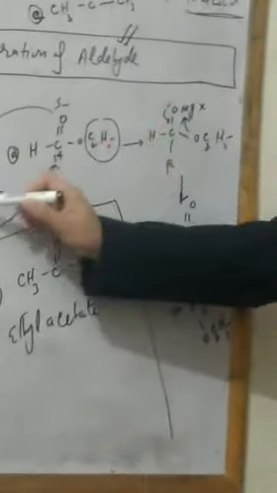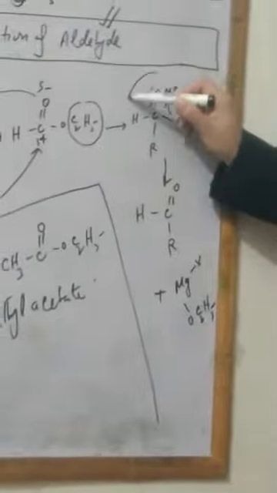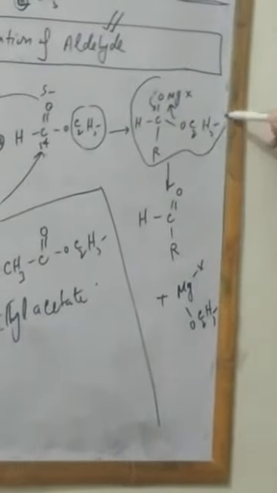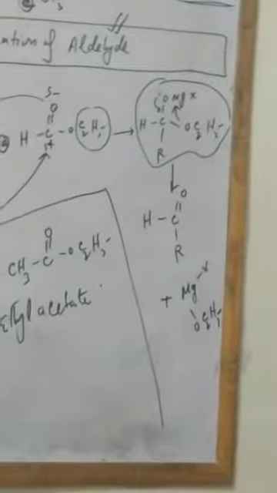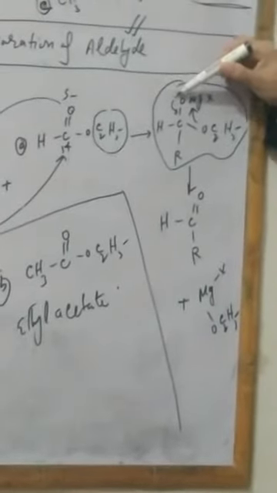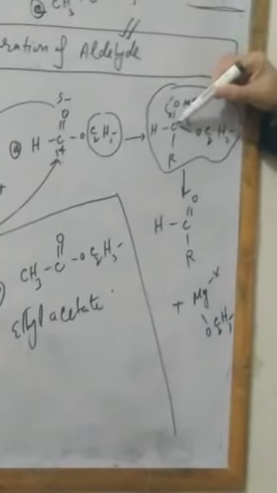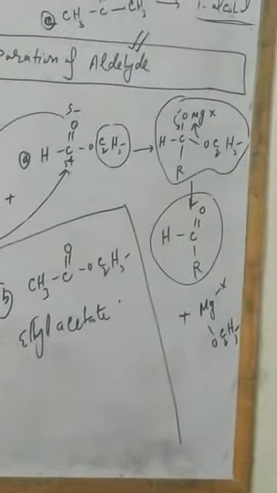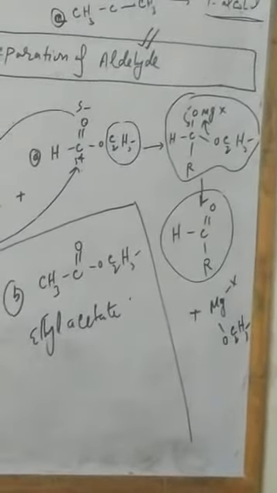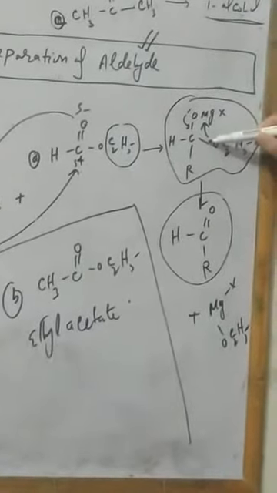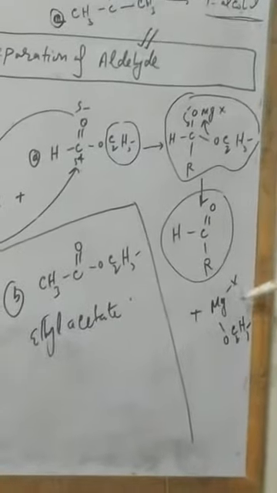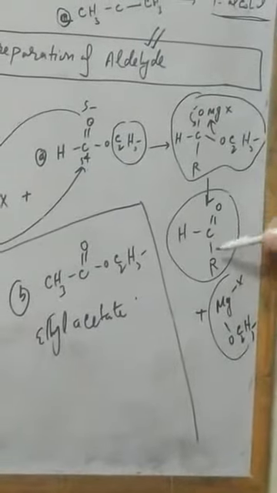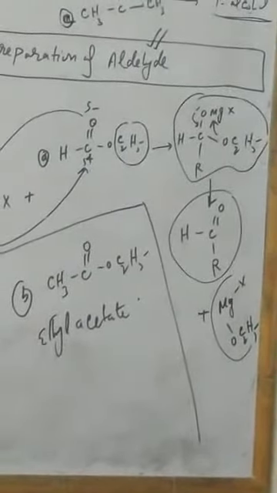Look at this intermediate: MgX is attached with oxygen and R is attached with carbon. Now again, this compound is unstable. It will undergo a rearrangement. How? The lone pair of oxygen will be shifted toward carbon. You will get this aldehyde. It will be shifted over here and this will be shifted toward magnesium. We will get this compound as well as an aldehyde.